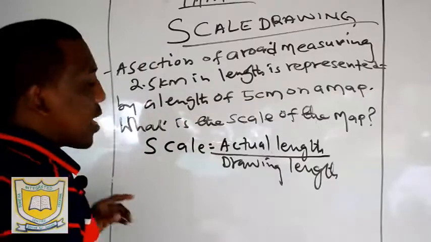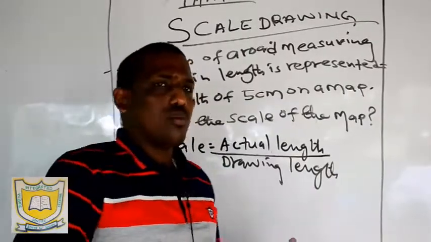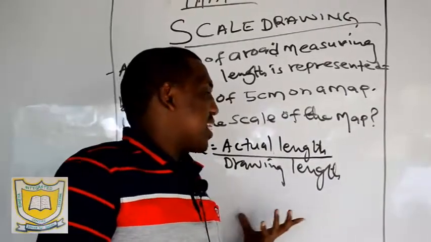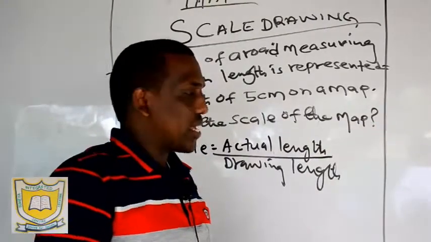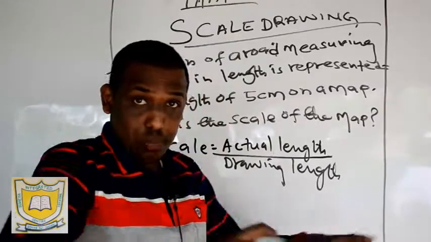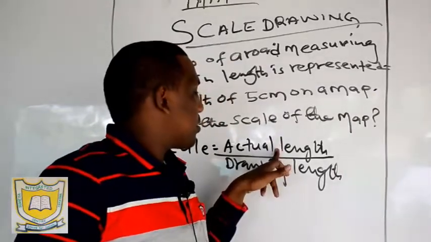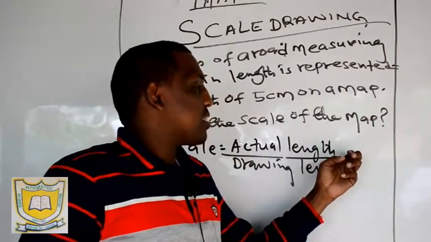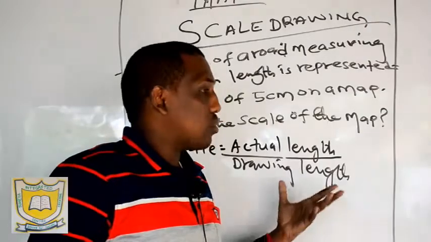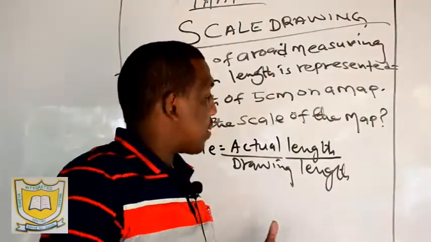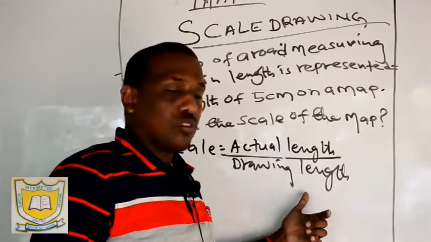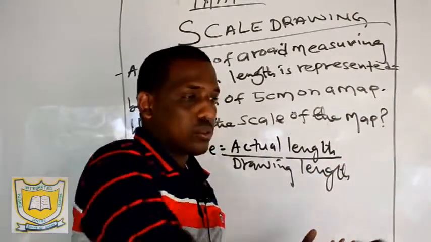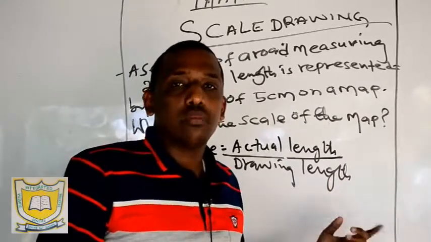One thing for you to know: how do I know whether this is an actual length or a drawing length? Drawing length is a length that can be drawn on a map or on a paper, like centimeters. But actual length we cannot draw on a map. It is mostly given in kilometers and meters. You cannot draw 1 kilometer on a paper. So actual length is given in kilometers or meters, and the drawing length is something you can draw on paper, given in centimeters.